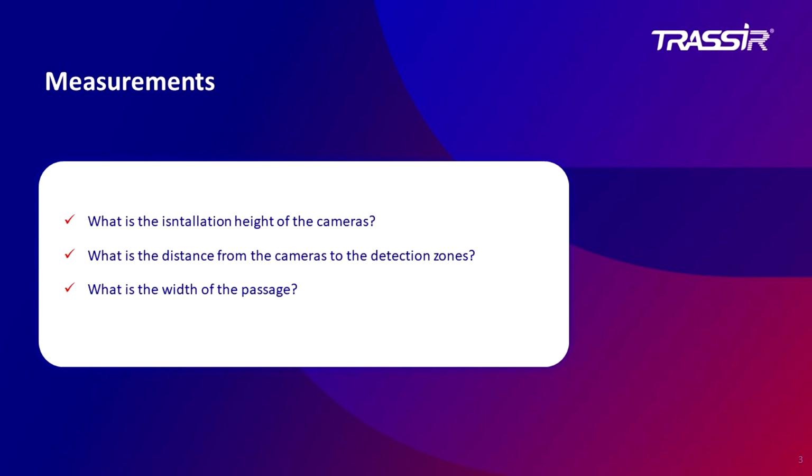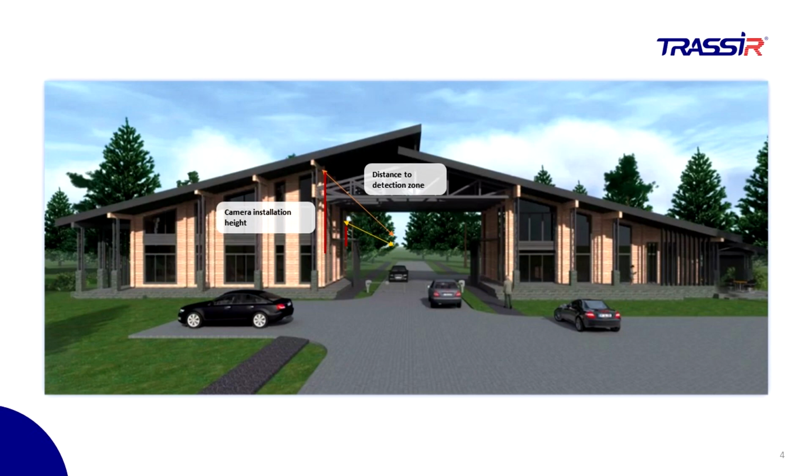What is the installation height of the cameras? What is the distance from the cameras to the detection zones? And what is the width of the passage? If we look at this picture, we will see the dependence of the vertical angle of the camera installation on the height of the camera installation. Why hang the camera high?